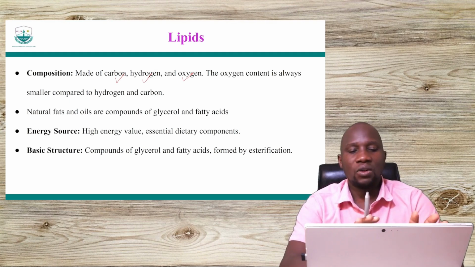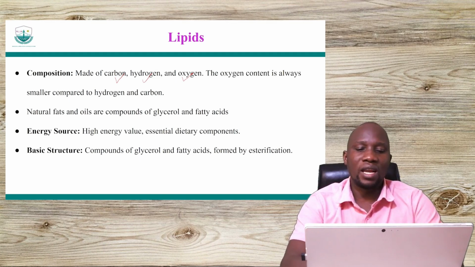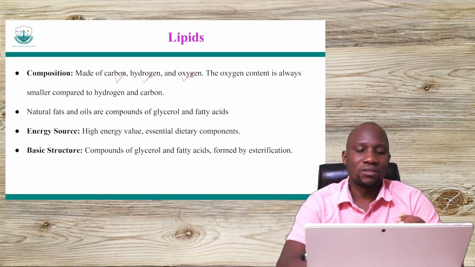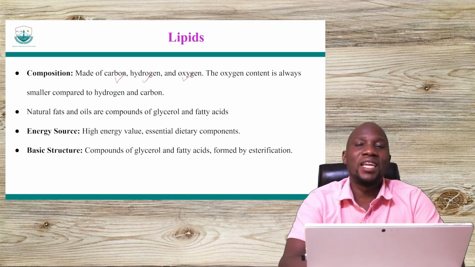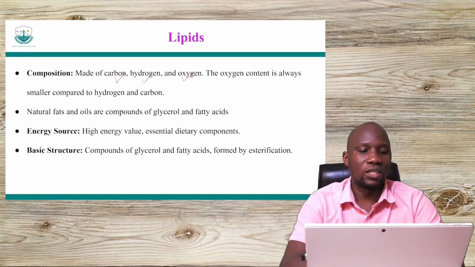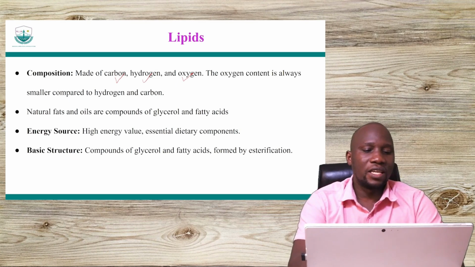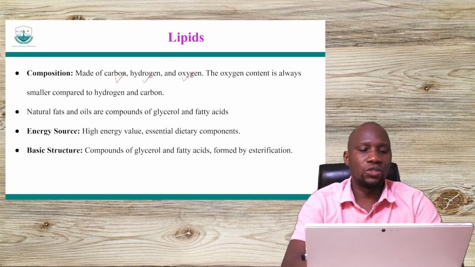So what we are stating here is that natural fats and oils are compounds of glycerol and fatty acids. Whether you're talking about fats or oils, you're talking about a compound that is made up of glycerol and fatty acids. We shall see that later on. We'll notice that fats are solids at room temperature, and oils are liquids at room temperature. And we'll see that the oils come from plants, and the fats come from animal sources.